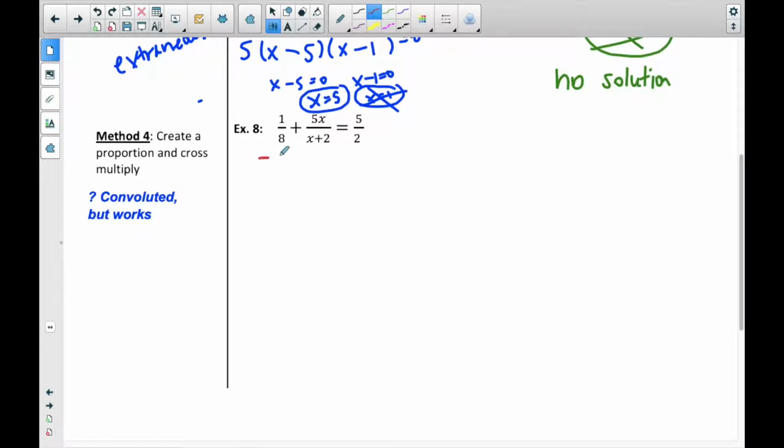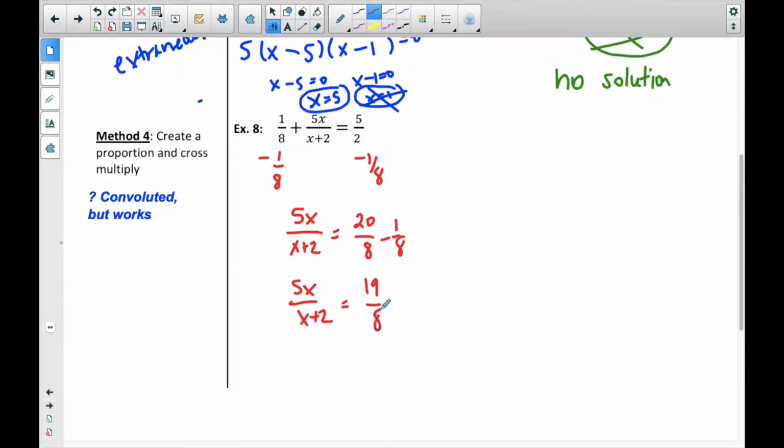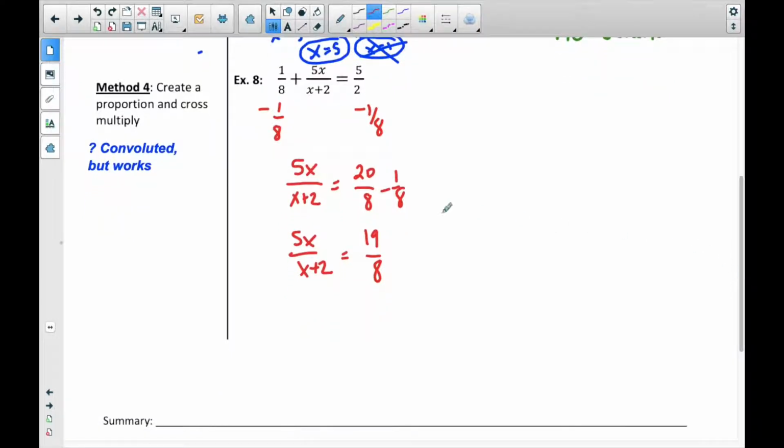In other words, if I subtracted 1/8 from this side and subtracted 1/8 from this side, then on the left hand side I would have 5x over x plus 2. On the right hand side, I need to figure this out. I need a common denominator. So 5 halves, if I multiply that by 4, is going to be 20 over 8. So I have 5x over x plus 2 is equal to 19 over 8. Okay, I told you it's a little bit convoluted.